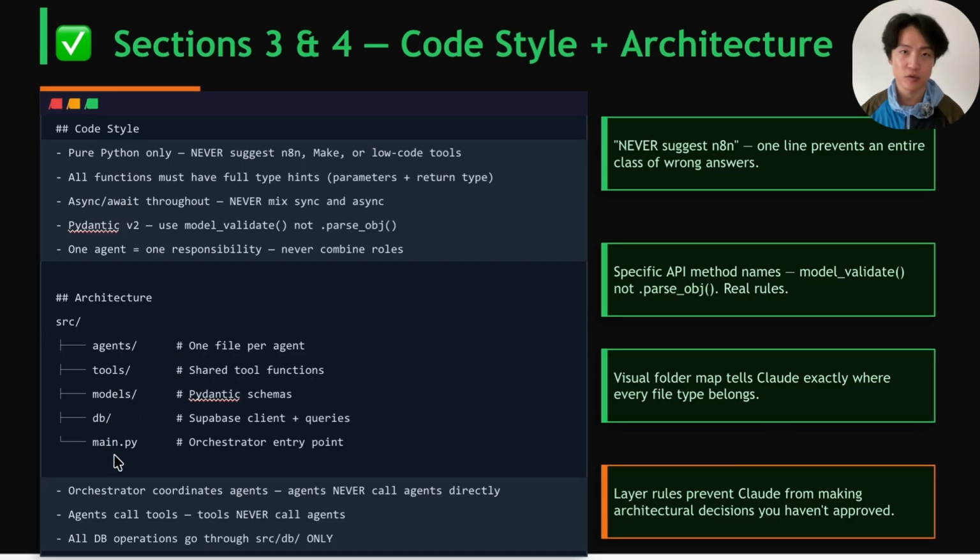And then the layer rules: orchestrator coordinates agents. Agents call tools. Tools never call agents. All DB operations go through src/db only. So these rules prevent Claude from making architectural decisions you haven't approved. And without them, Claude improvises.